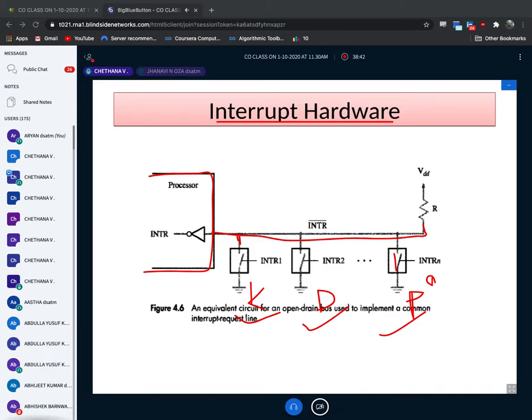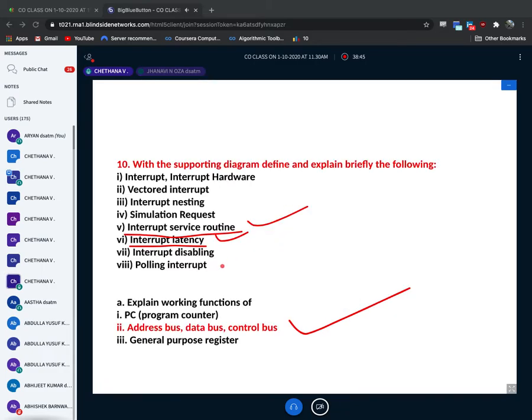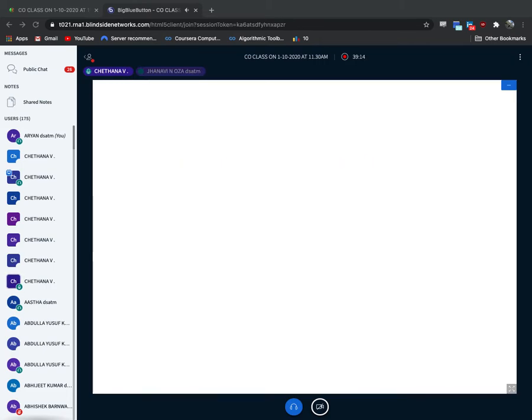If you want, I'll just show you that. Where does that question exist? See here, just see this interrupt hardware. Interrupt and interrupt hardware, this you have to cover with that answer. With that diagram, you should write it. Okay, next question, I'll take the next one. I think you are able to see this diagram very clearly. Hope so.